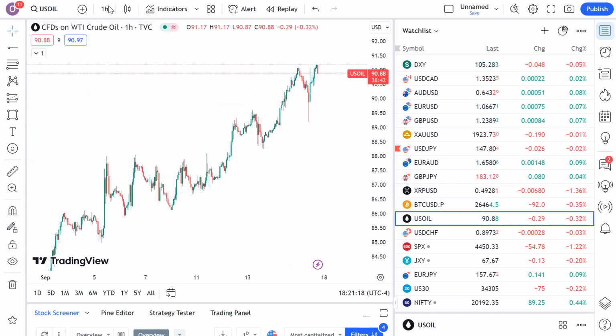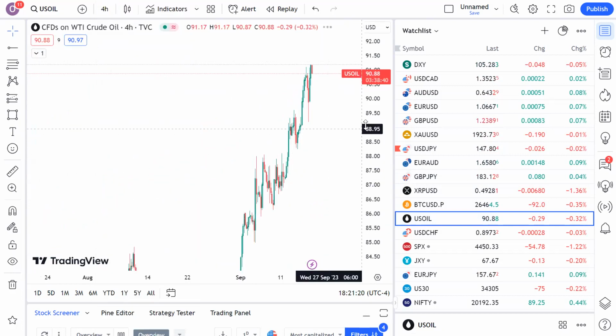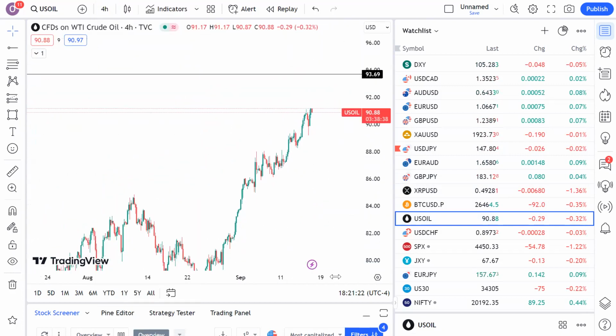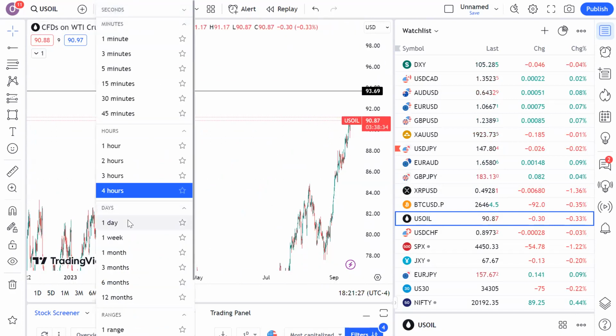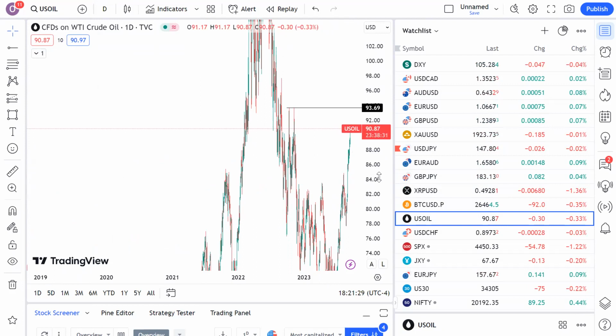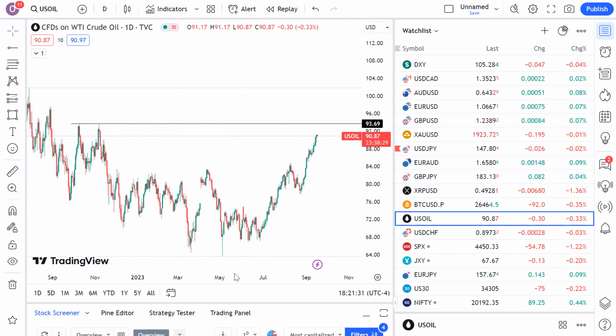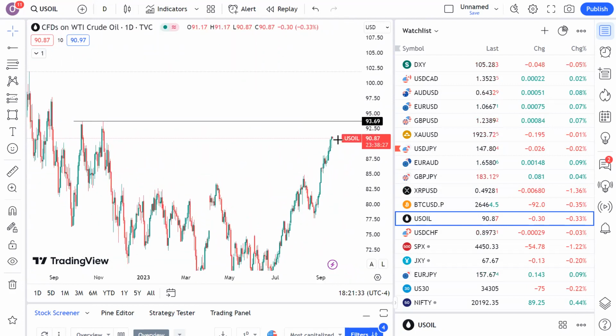So we see that oil has been pushing up very high, which would kind of make sense as to why, even though the DXY is bullish, USD CAD is not moving like how some of the other pairs are moving. So oil most definitely looks bullish.